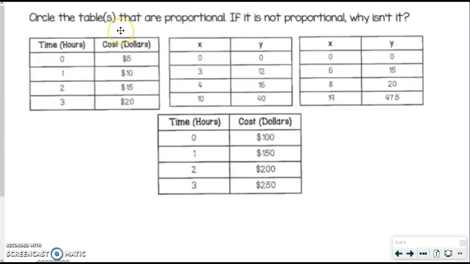So again, we're going to circle the ones that are proportional. If they're not proportional, we'll give a reason why. So on this first one, I can already tell, since it says 0, 5, that it's obviously not going to go through the origin, because the origin is always 0, 0. So right away, I know that.